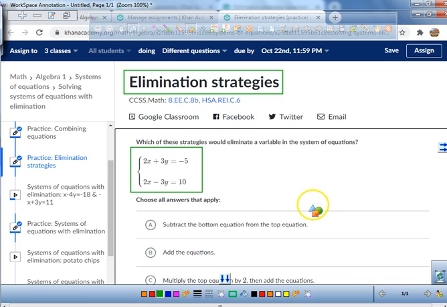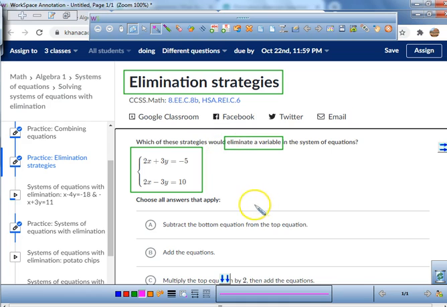Now, in this particular assignment, it's going to ask you what could you do if you wanted to eliminate a variable? Does it say which variable you want to eliminate? No. You can eliminate whatever variable that you want. So let's check this out. Ready? Do this with me.